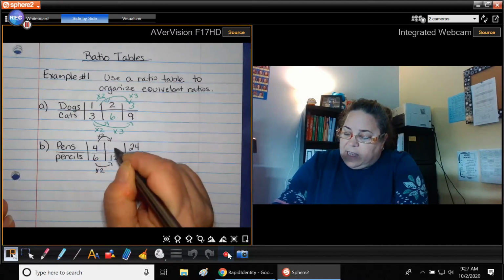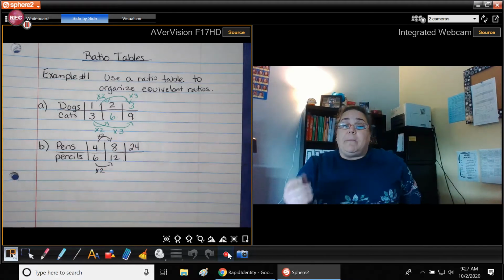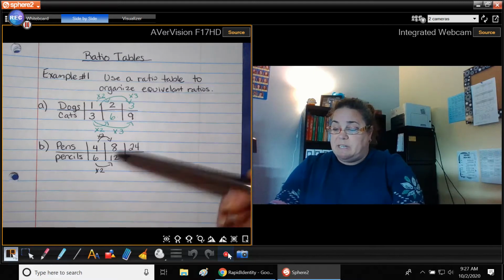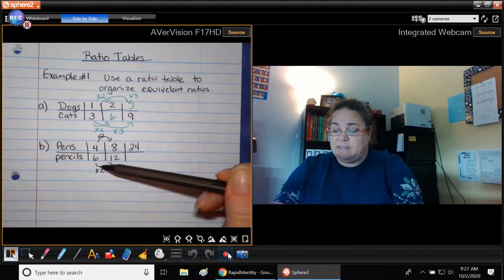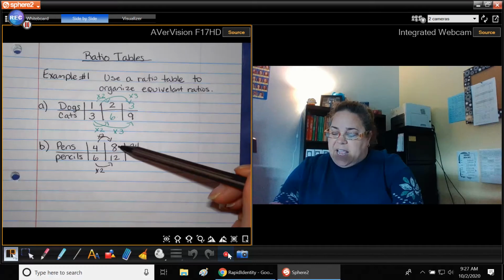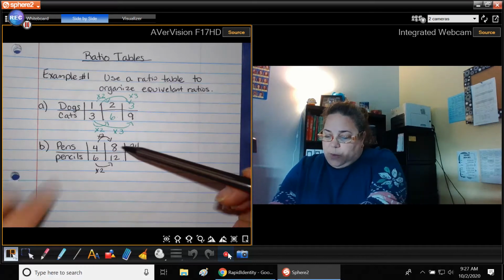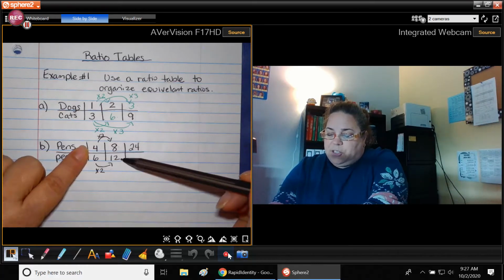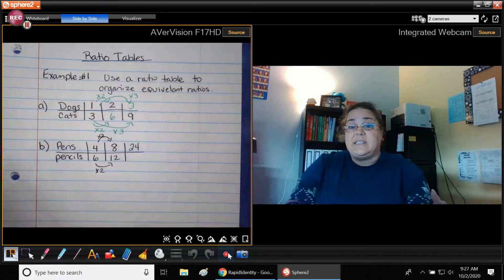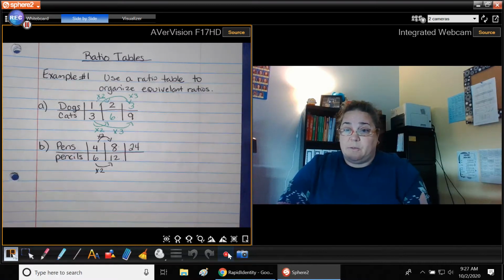And now I get 2 times 4 is 8. And remember, you can check it and make sure that it will simplify down to 4/6. So 8 divided by 2 is 4. 12 divided by 2 is 6. So it is an equivalent ratio. So I know that that's correct, okay?